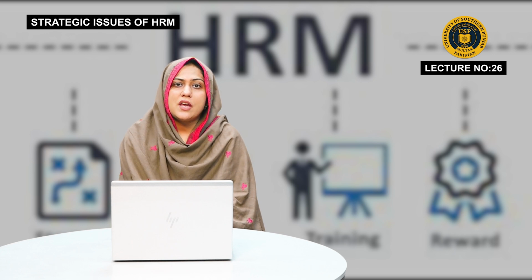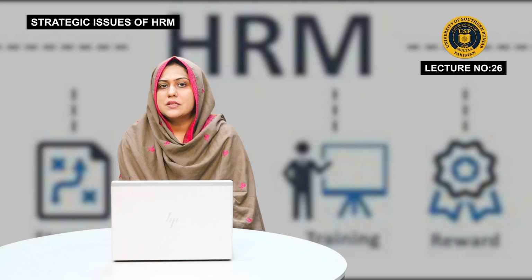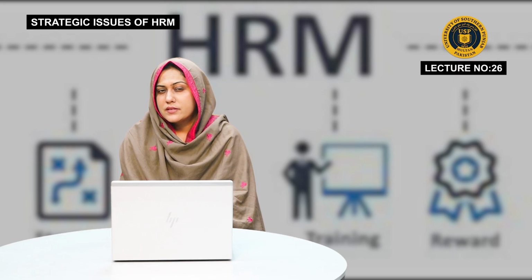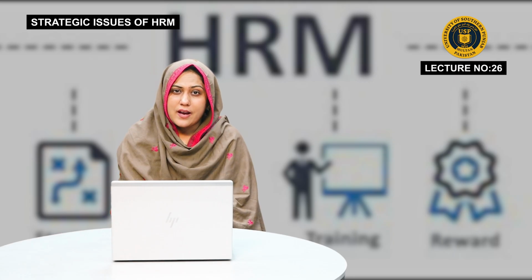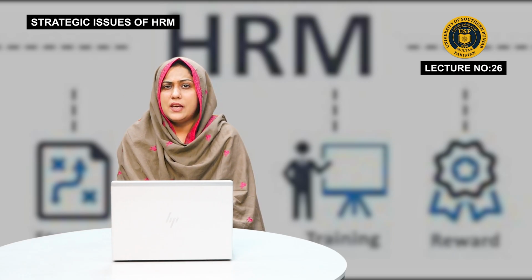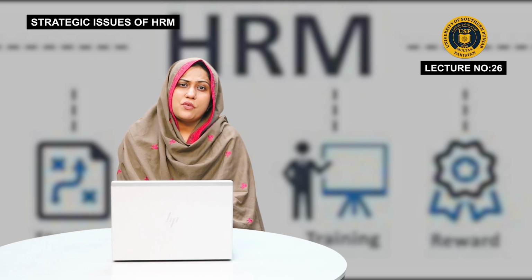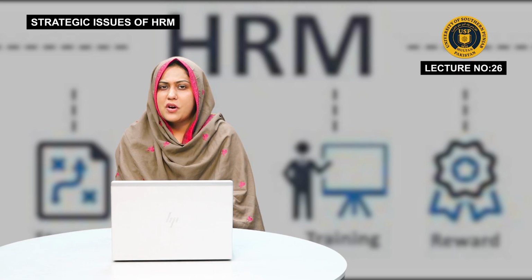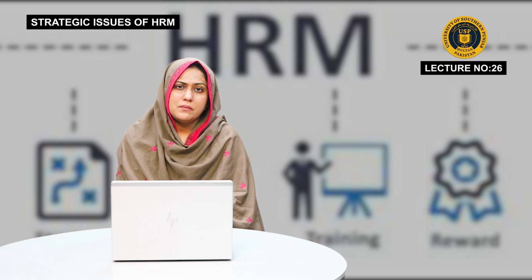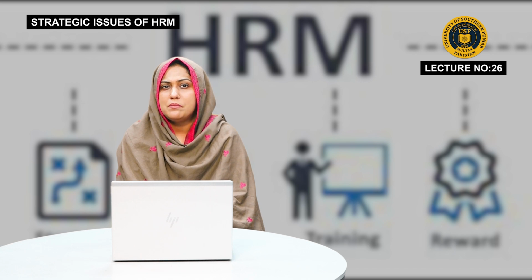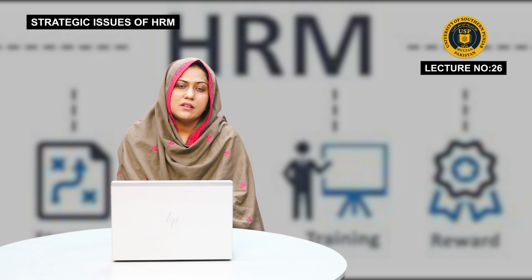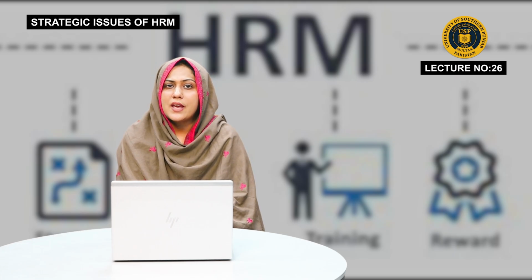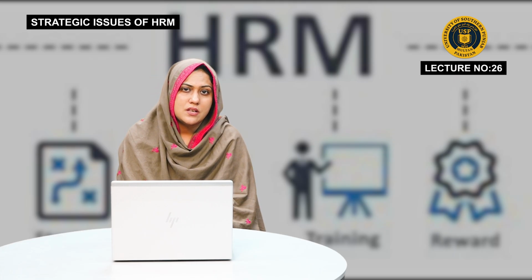Number 3, identify future talent requirements. The organization should forecast future skills needs based on business goals and industry trends. This helps in preparing employees for upcoming roles and avoiding skills shortage. For example, a textile manufacturer planning to adopt AI-based machinery must start training current employees in data analytics and digital operations today. Next, develop as an employer of choice.